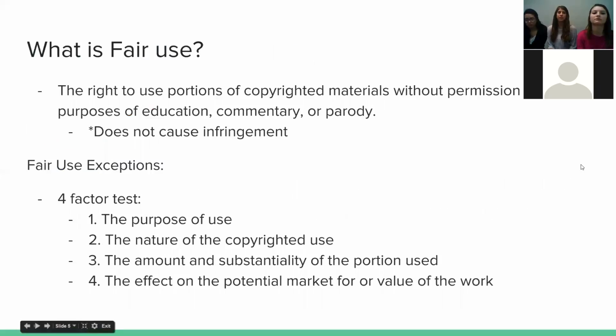Fair use is the right to use portions of copyrighted materials without permission if the purposes are education, commentary, or parody. So fair use does not cause infringement. However, it has exceptions, and fair use uses the four-factor test. If the four factors are proven, then it's considered fair use, and if not, then it's not fair use.